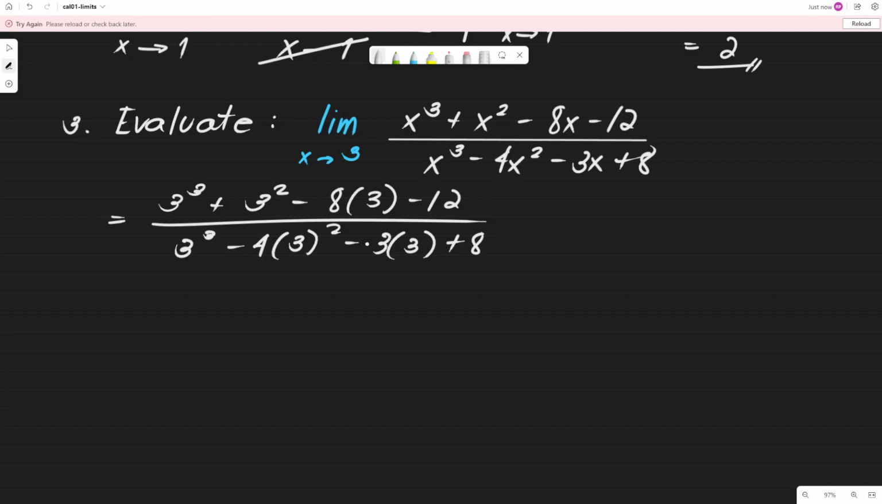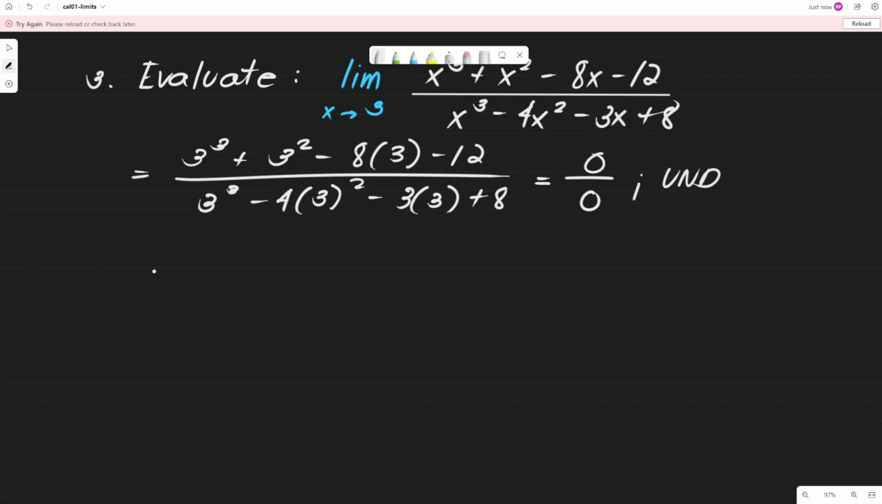Now, let's simplify. This will actually give us 0 over 0, which again, katulad nung nauna natin, is undefined. So as much as possible we do not want an undefined answer. So let's try to deduce. Of course this is still factorable. So let's factor out. So yung ating numerator, this is actually equivalent to x minus 3 times x squared plus 4x plus 4.